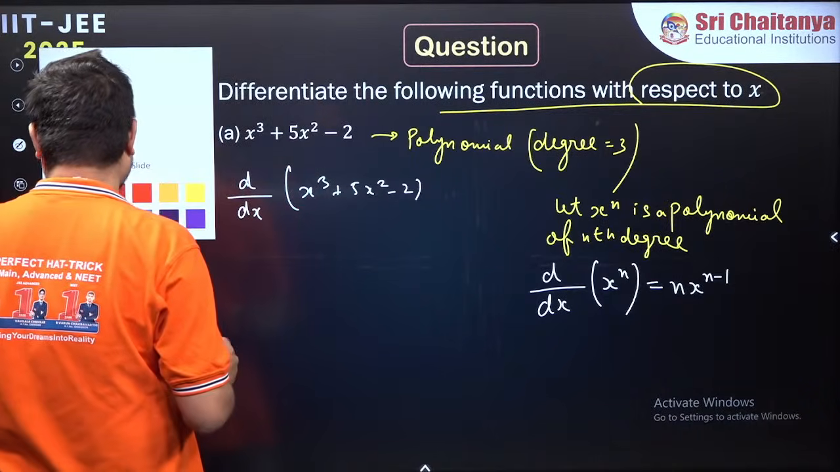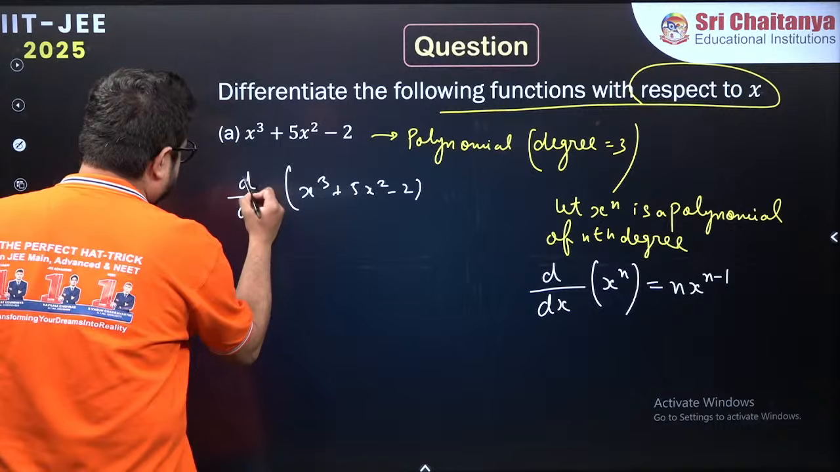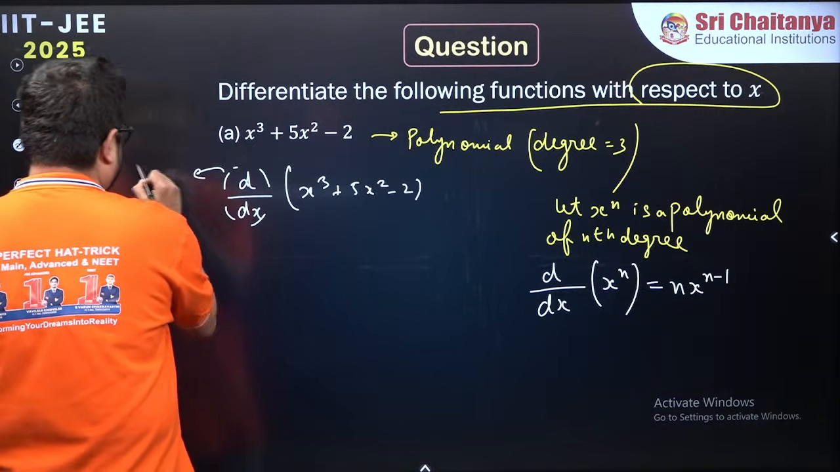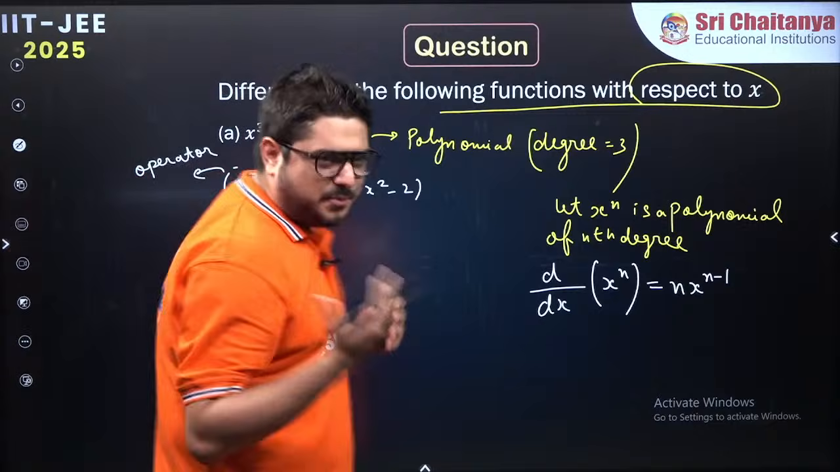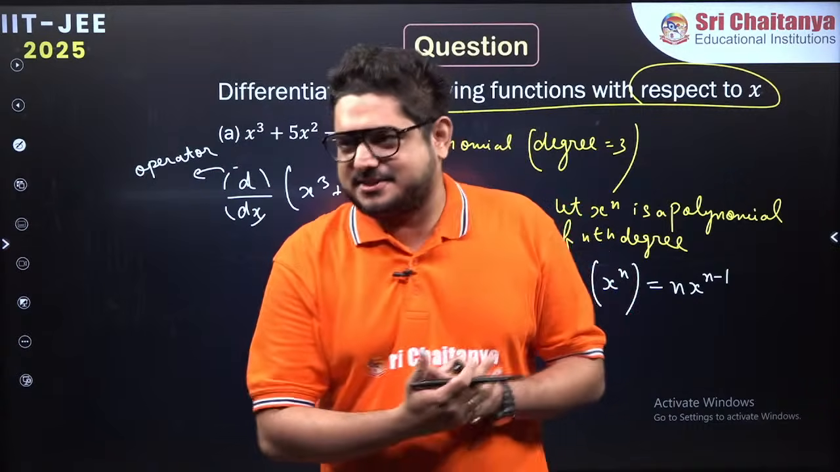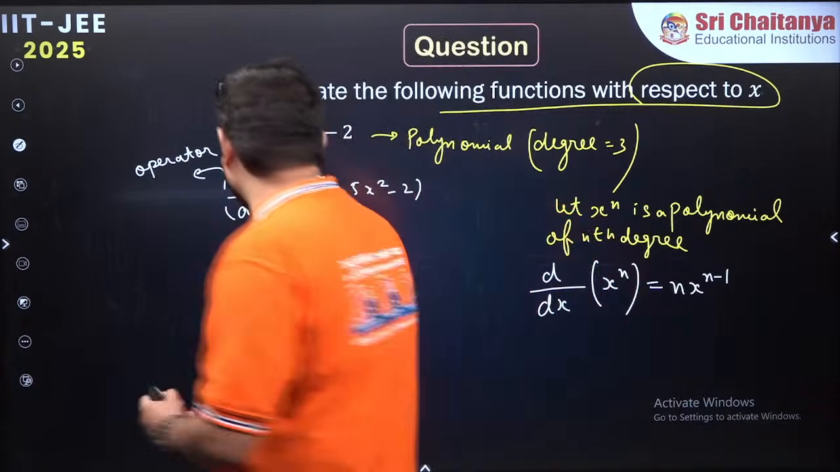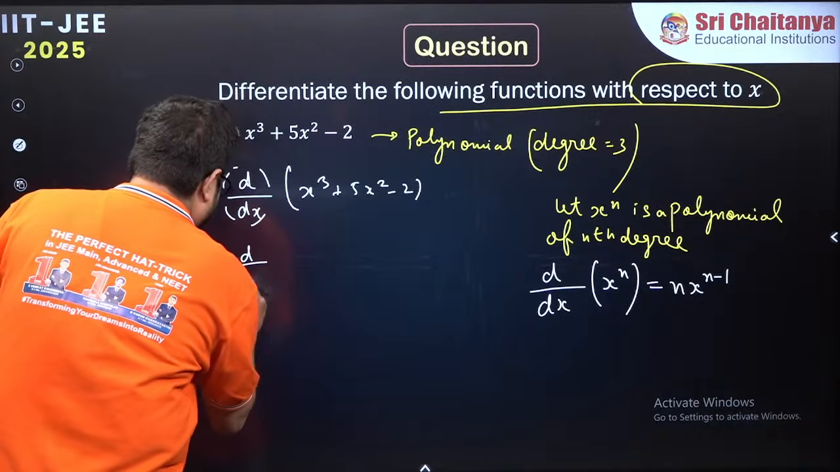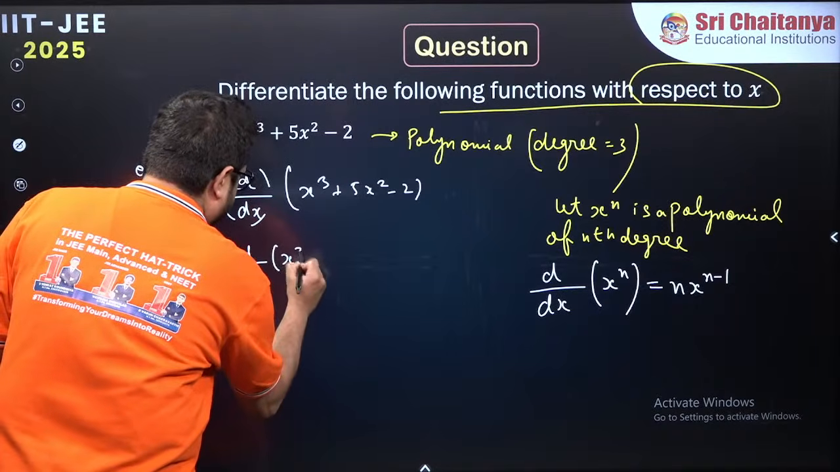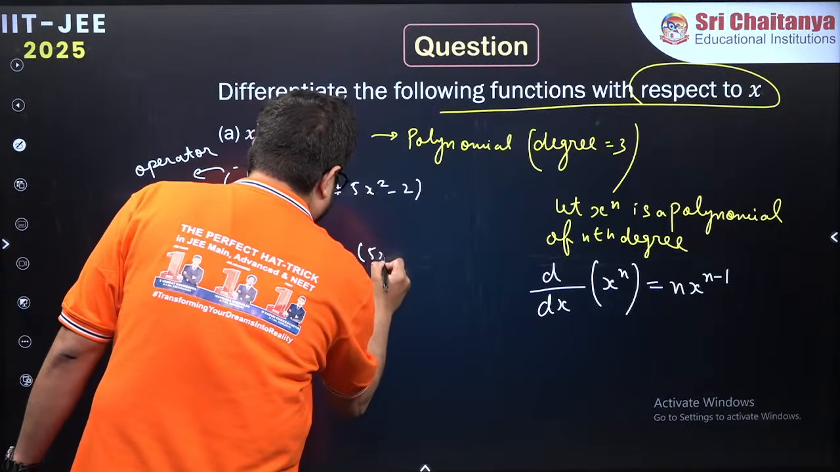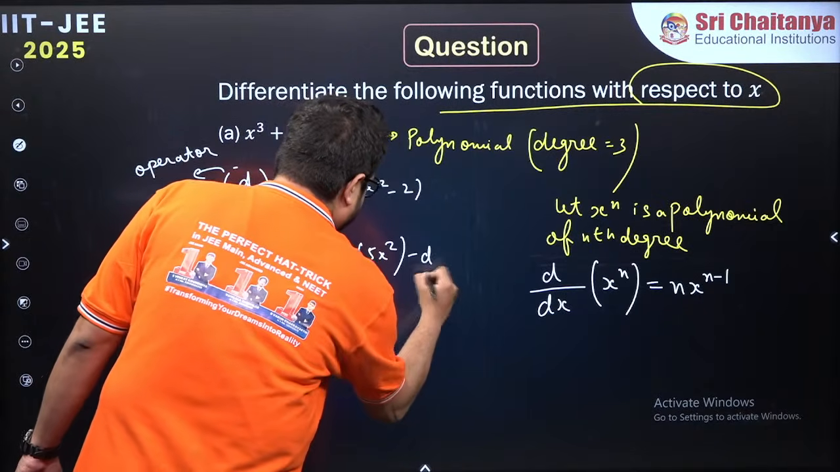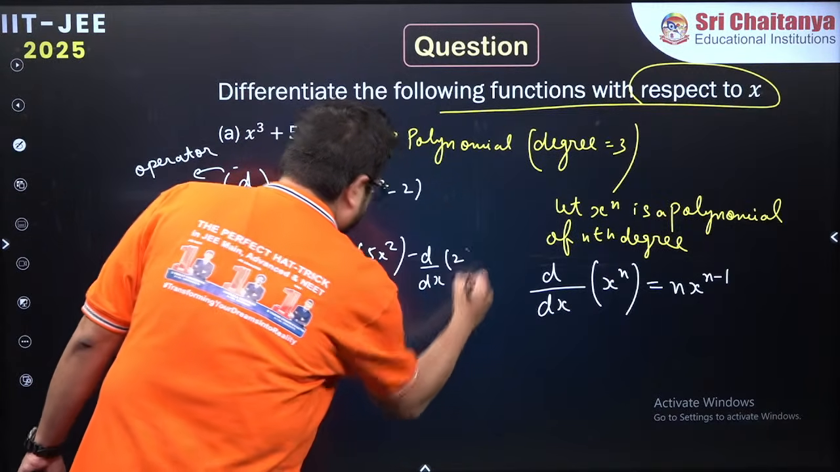See, you just consider this to be an operator, and you can incorporate this inside the brackets, isn't it? So we can write it as d by dx of x cube plus d by dx of 5x square minus d by dx of 2.